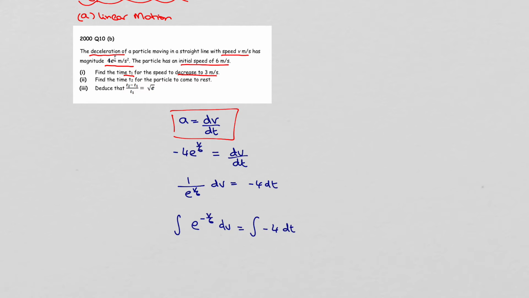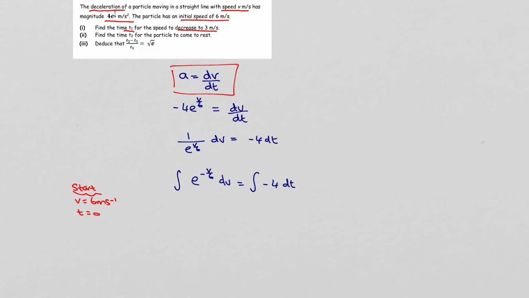So I need to add in my limits. What are my start limits? At the start, I know that the initial speed is 6 meters per second, so v is equal to 6, and the initial time is 0. Then at the end, we're looking for the time, which we're calling t1, and it's decreasing its speed to 3 meters per second, so v is 3 and t is t1. Our end limits are our upper limits and our start limits are our lower limits.